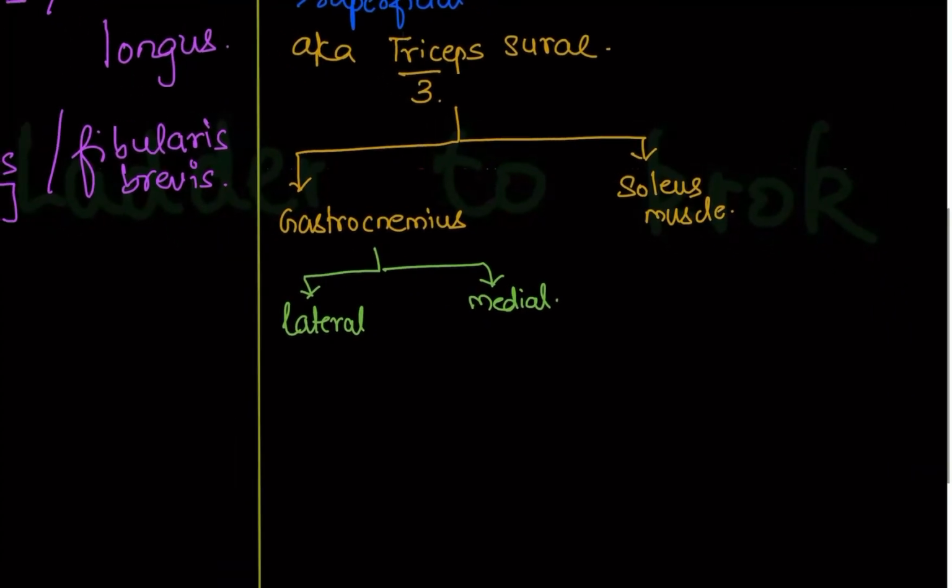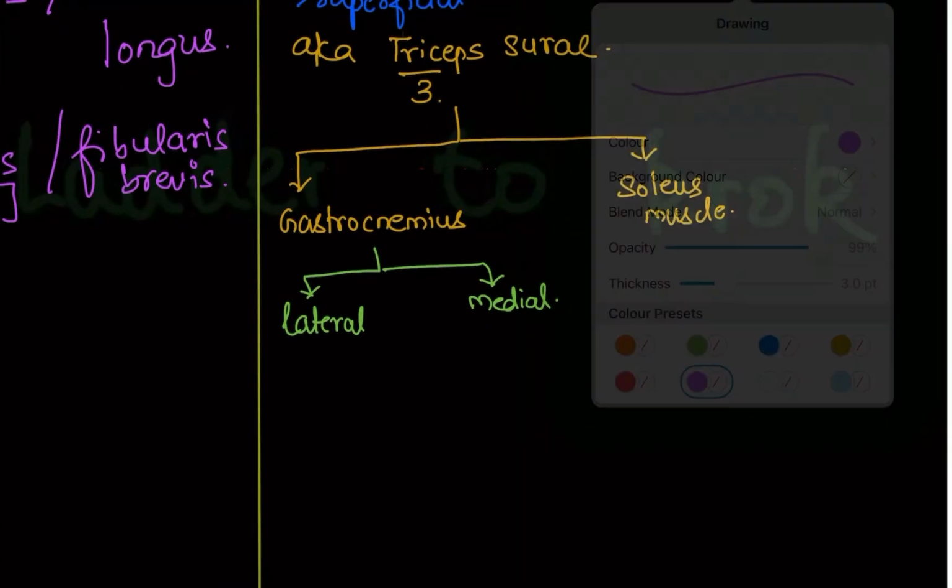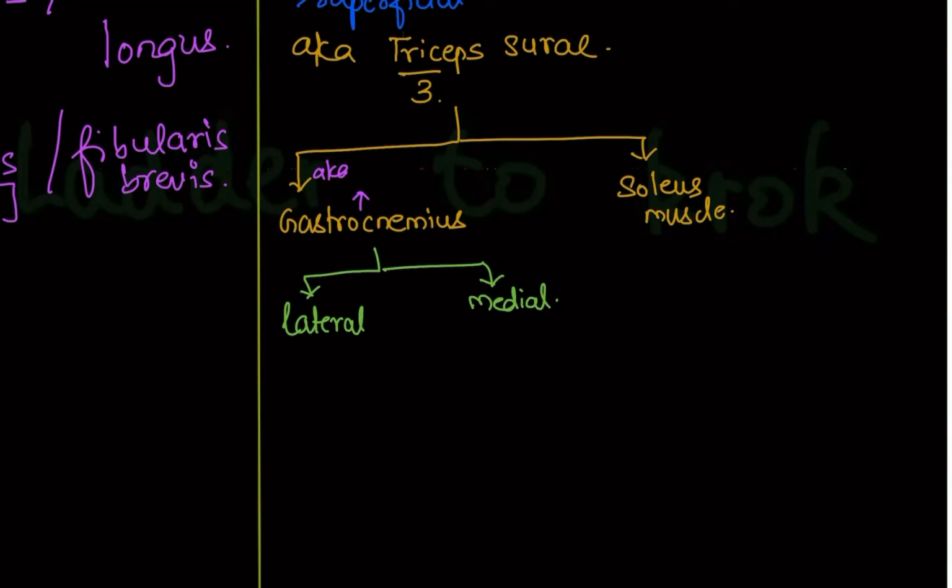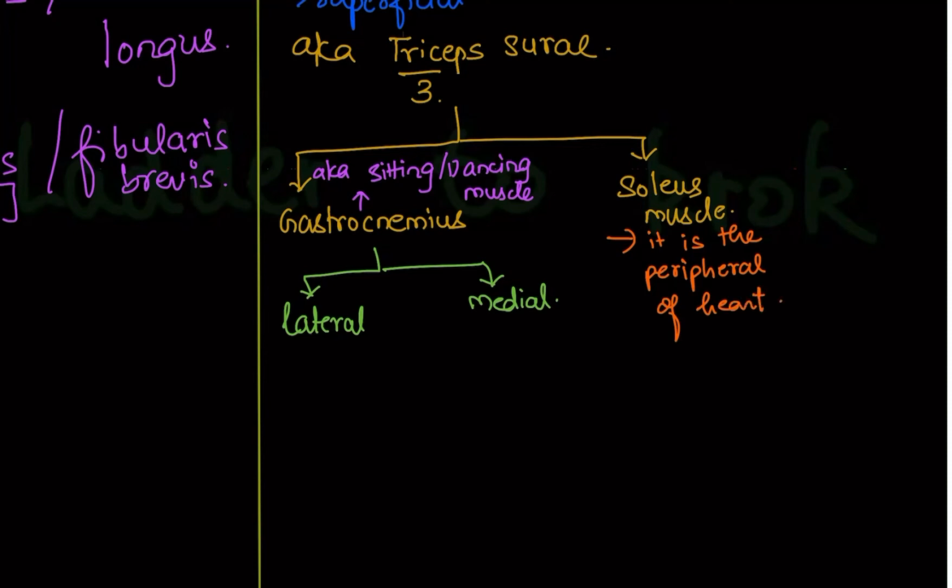So do pay attention to what they are asking. Now this gastrocnemius muscle, write down, it is also known as the sitting or dancing muscle. And this soleus muscle is the peripheral heart of the body. It is termed so because it helps you pump the blood back to the heart. It pumps with a great force, hence it is termed the peripheral heart of the body.